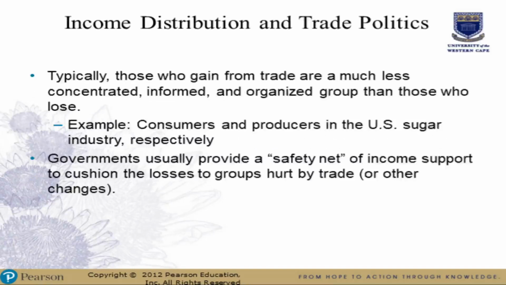There are three reasons why economists generally do not stress the income distribution effects of trade. 1. Income distribution effects are not specific to trade. 2. Those who stand to lose from increased trade are typically better organized than those who stand to gain. See the discussion of the sugar industry in the United States. 3. The government usually provides a safety net of income support to cushion the losses the groups had from trade. See the case of trade and unemployment.